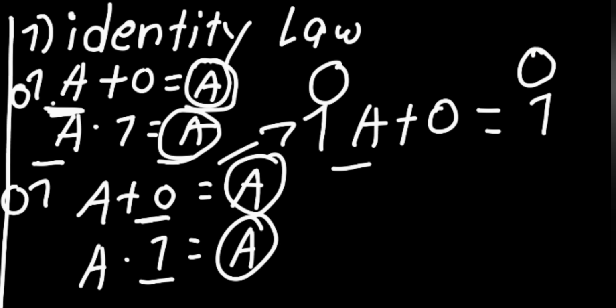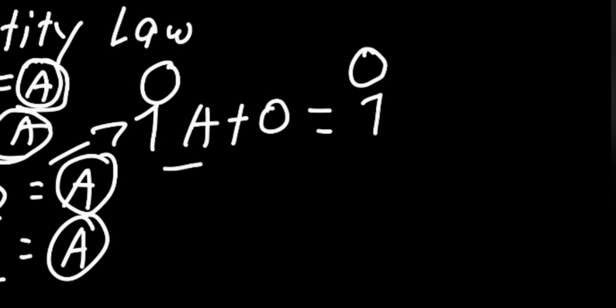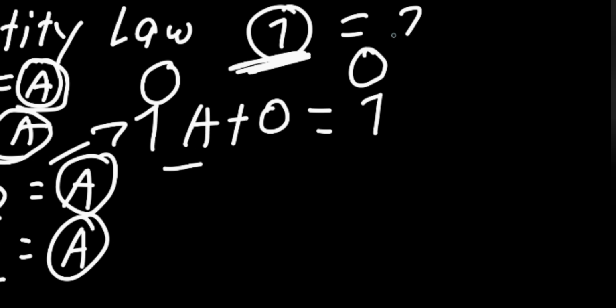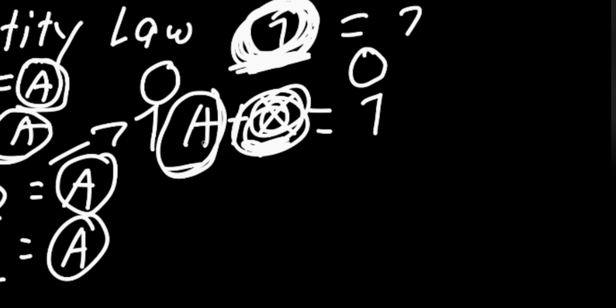How? As we know from the OR gate, it doesn't matter what else there is; if there is even a single 1, the answer will be 1. So if A was 1, it doesn't matter if the other input is 0 or 1. All the answer depends on A. If A was 0, 0 plus 0 will give us 0. If it was 1, it will give us 1.